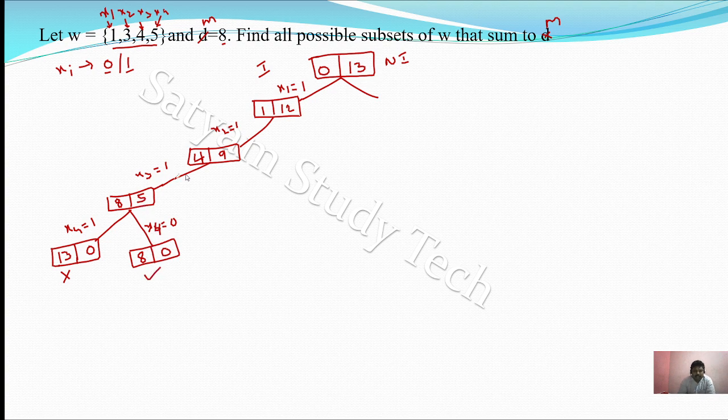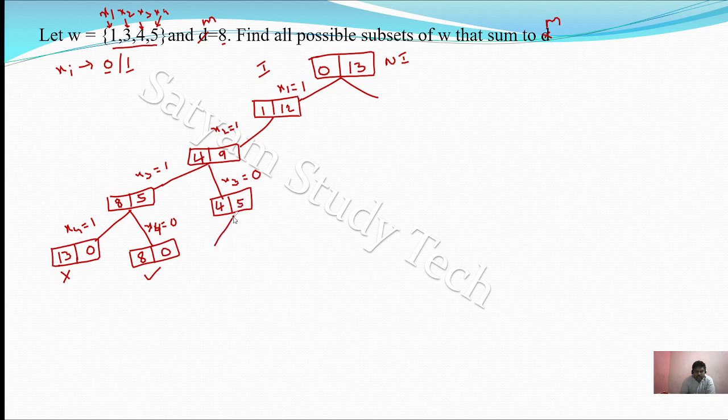And backtrack, here x3 is not included, so the value is 4. You can also check x1 is included, x2 is included, that means 1 plus 3, that is 4. So x3 is not included, x3 is 4, so you can subtract 4 from this: 9 minus 4, that is 5.